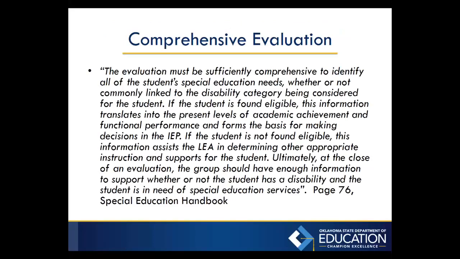Now, you can take all the information that's provided by Sooner Start, and you will probably need to do a few things internally in your school to make that comprehensive. Comprehensive just means you are looking at the total child. This is the actual definition that is on page 76 of our handbook.